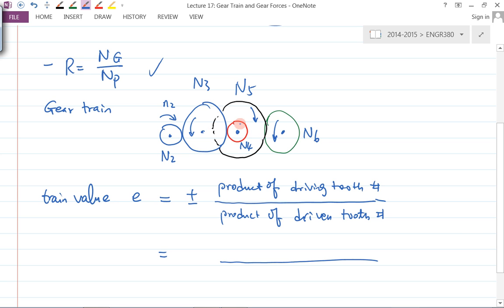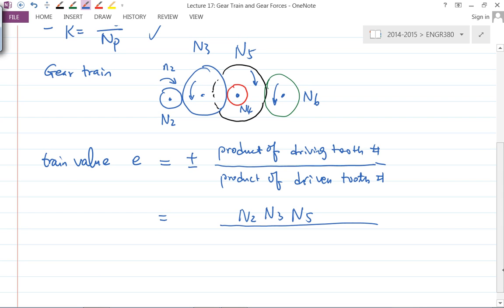N4 is connected to N5, the fourth gear and the fifth gear connect using the shaft, maybe at a different location on the shaft, right? But N5 is a driving one, so N5 is driving N6. So then your numerator would be N2 times N3, then times N5, right? That's the number of teeth that belong to the driving gears.